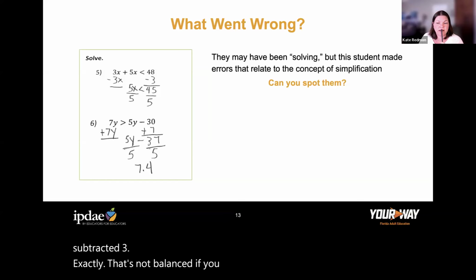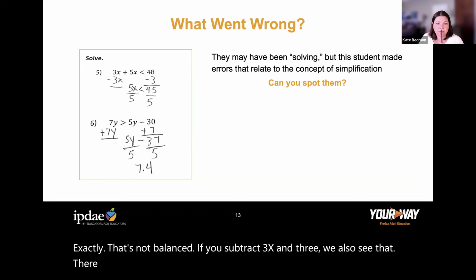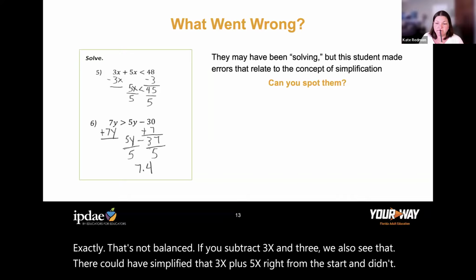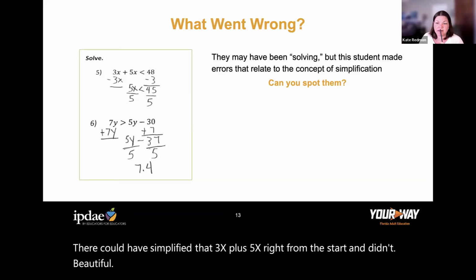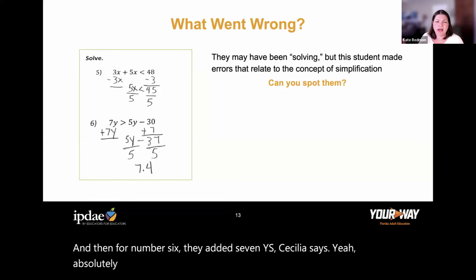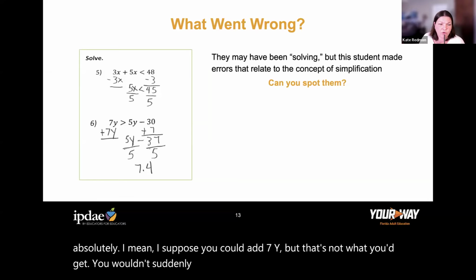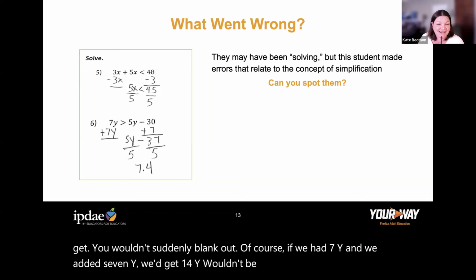Oh, we also see that we could have simplified that 3x plus 5x right from the start and didn't. Beautiful. And then for number six, they added 7y. Cecilia says, yeah, absolutely. I mean, I suppose you could add 7y, but that's not what you'd get. You wouldn't suddenly blank out, of course. If we had 7y and we added 7y, we'd get 14y. Wouldn't be super helpful, but it could be done. So nice job, you guys.